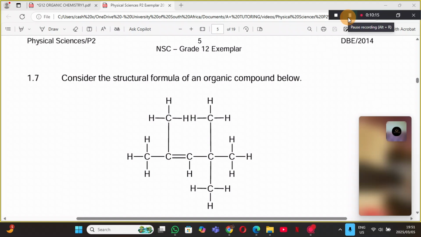I see one compound with a double bond that has branches. Its chain is 1, 2, 3, 4, 5. And remember that your longest chain always has to include this, because you already saw that as your functional group, right? So let your longest chain include that functional group.